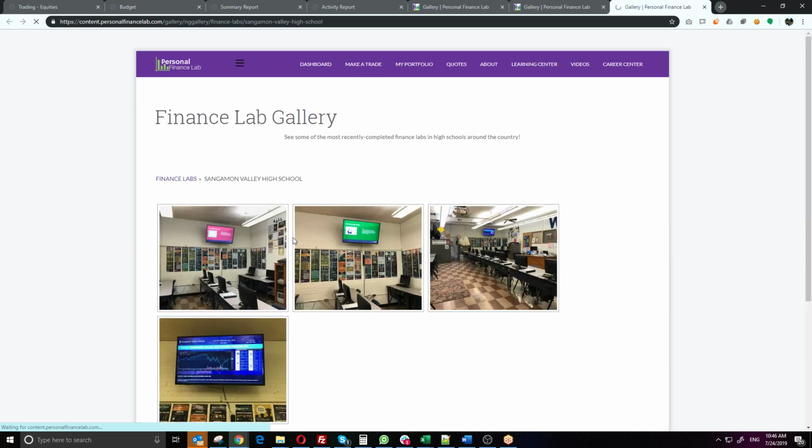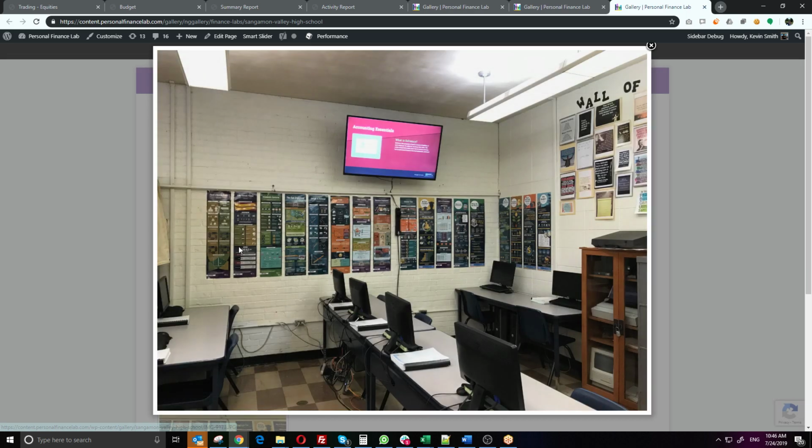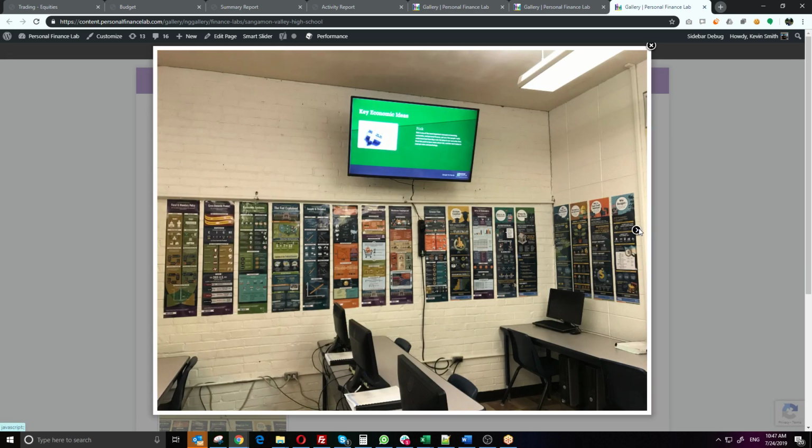Takes a minute to load, like our computer. Yeah, so this is the accounting essentials, where it goes through some accounting glossary terms. The next one is economics, where it goes through economic glossary terms. There's another one for personal finance, and there's another one for investing.